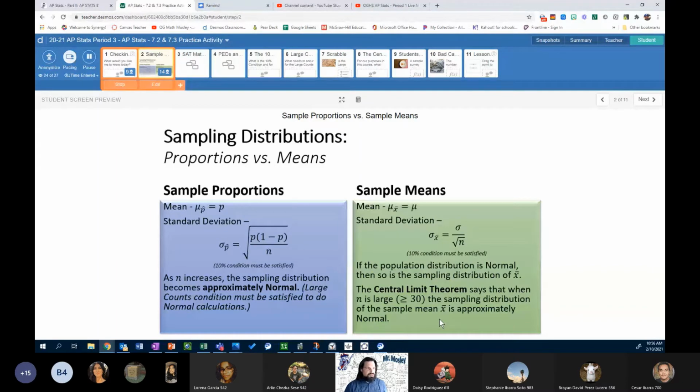The central limit theorem says that when n is large, greater than or equal to 30 individuals, the sampling distribution of the sample mean x bar is approximately normal. So for each of these, we have a condition to calculate the standard deviation, the 10% condition, and an extra condition to say the distribution is approximately normal: the large counts condition for sample proportions, and the central limit theorem for sample means. These are the things we need to keep in mind as we work through the activities and problems today. Is there anything I can clarify so far?